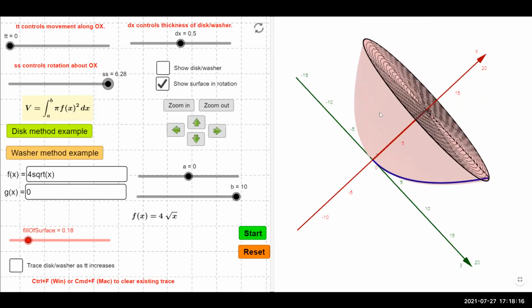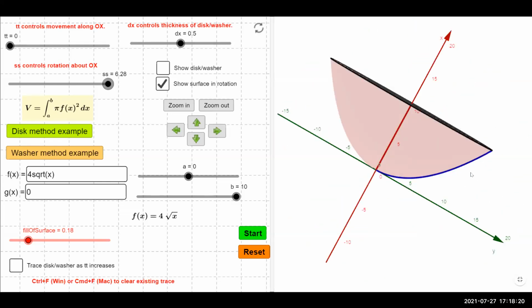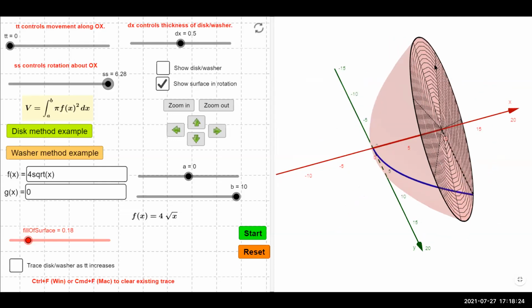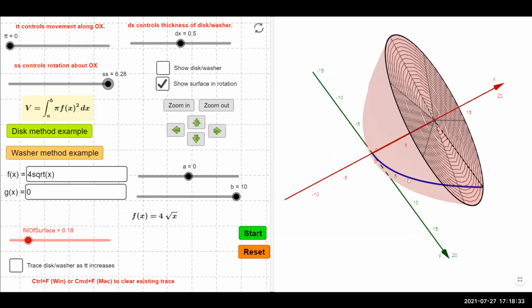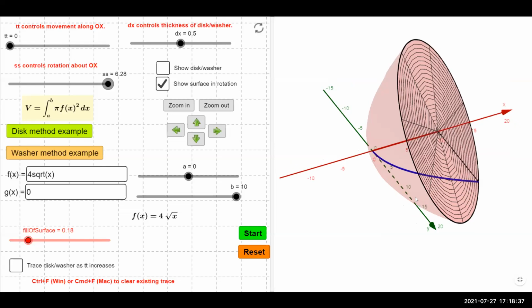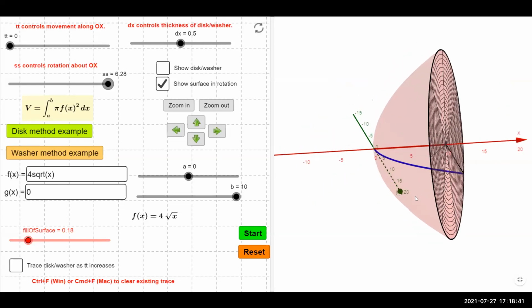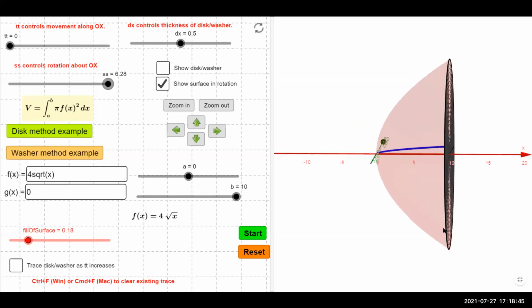Okay, but it's like a ball or an antenna. You know, the inside of it is like an antenna dish, something like that. So the question is, how do you find the volume of this thing? That's what we want to do. Find the volume. So what we'll do is we'll slice the solid up.